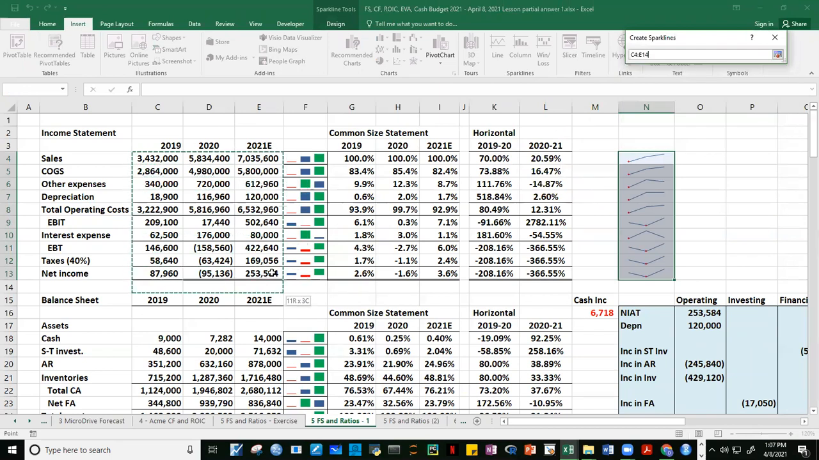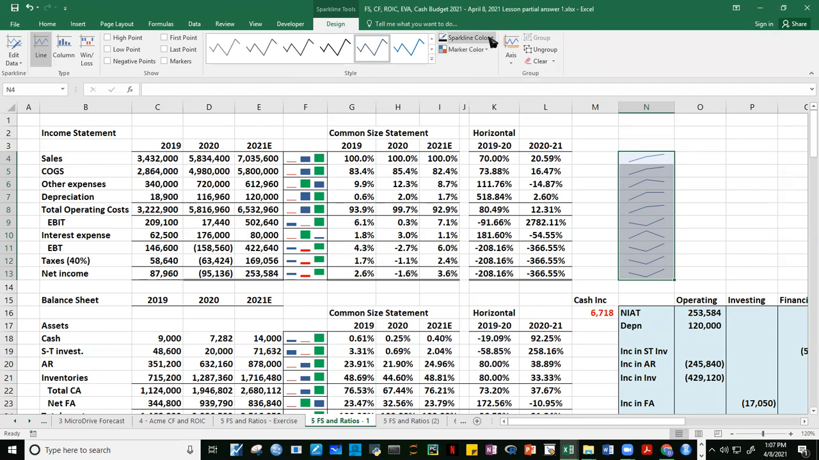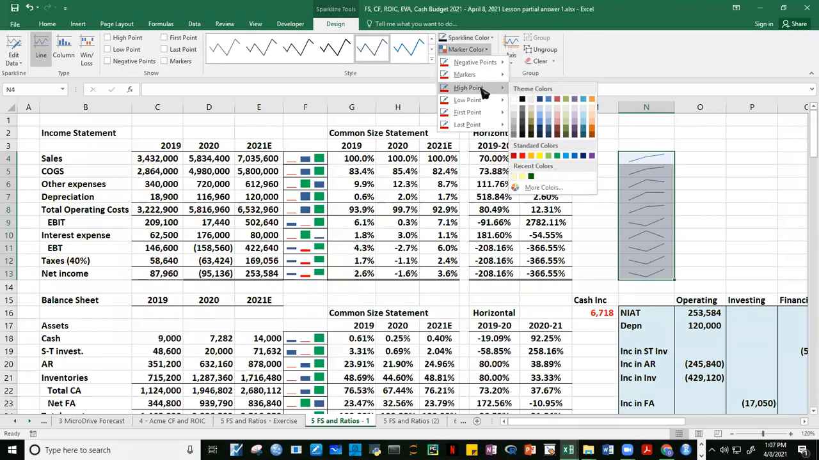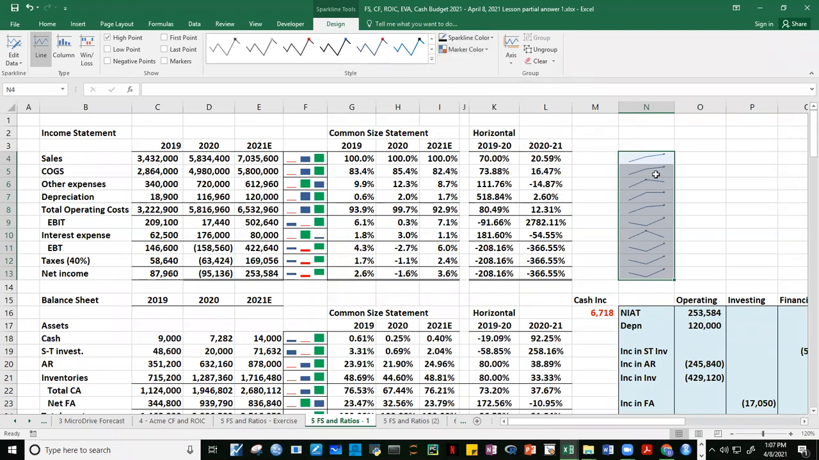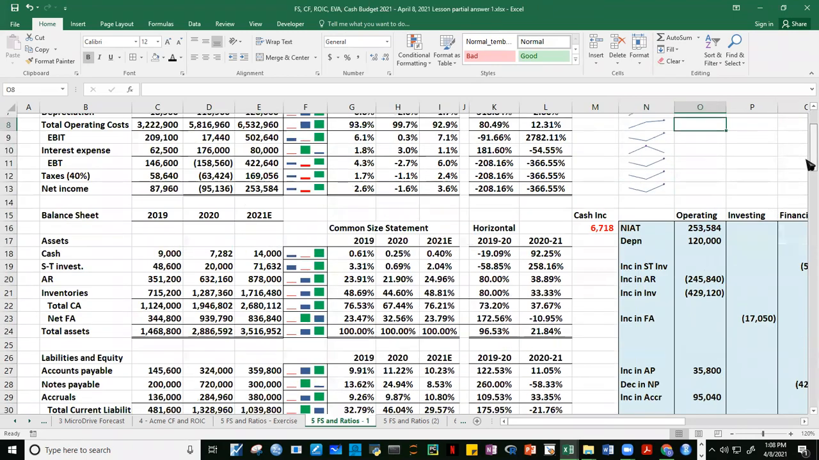Okay, wait. Sparkline color, no, not that. High point, let me put it in maybe violet. There. So you can see here, guys. Oops, the red disappeared. But you know what I'm saying, guys. You can put this side by side. It's a visual way also to present your data.